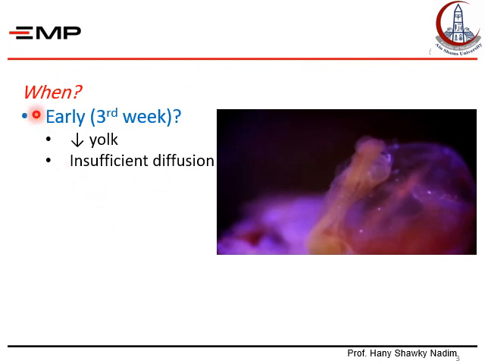When does the heart start to develop? It's the earliest system to develop in the body. It starts in the middle of the third week. Why is this? First of all, because the amount of yolk in the yolk sac becomes reduced, so there is no sufficient nutrition for the embryo.